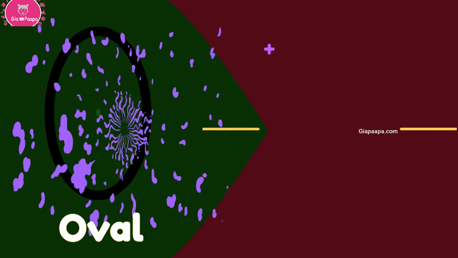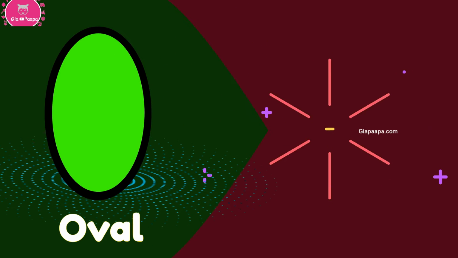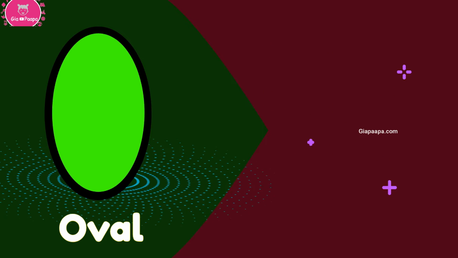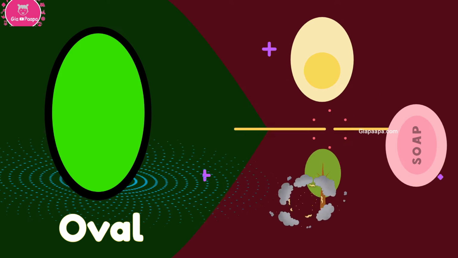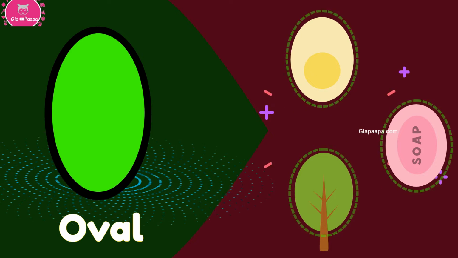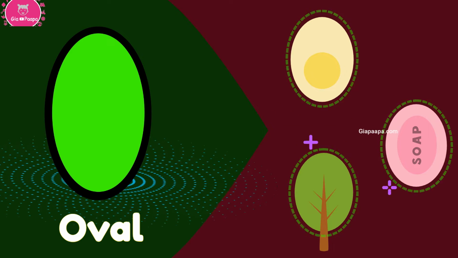Oval. Oval. Oval. Let's see some of the oval shape objects. Oval. Oval.